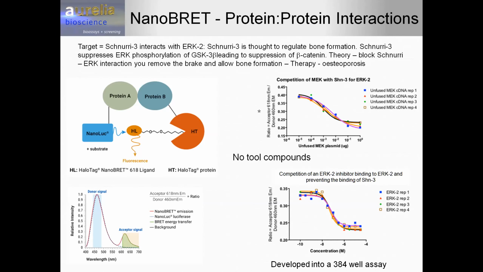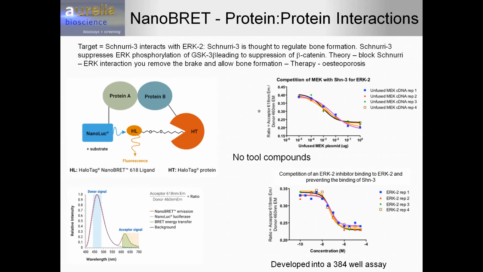In this case, it was developed into 384 format, and you can see that in 4 examples, 4 replicates, we get really good superimposition of those curves. On the lower graph, what you'll see is that we competed, we actually went into the cells with an inhibitor of ERK in order to try and inhibit the signal. And what you can see from there is that we get a concentration-dependent inhibition of the signal.